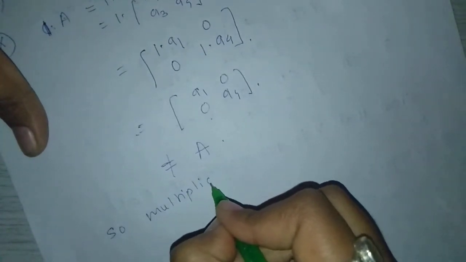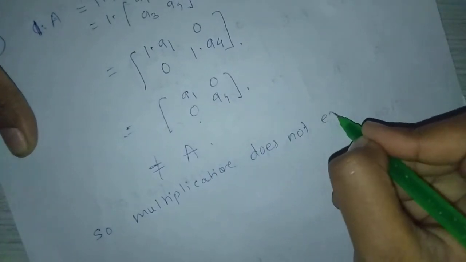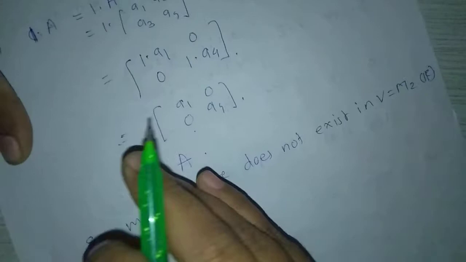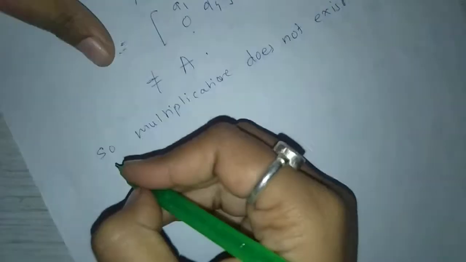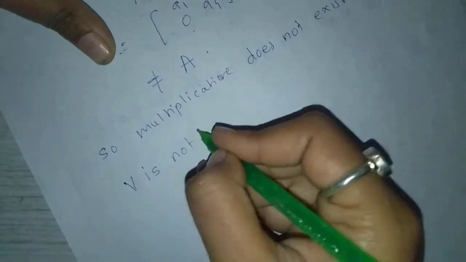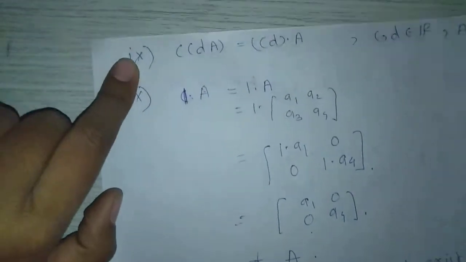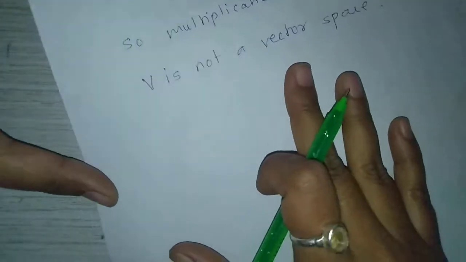So multiplicative identity does not exist in V. V means M2 of R. Means the last axiom is not satisfied for V, so V is not a vector space. Not a vector space. Next, for this ninth property, here the example is finished.